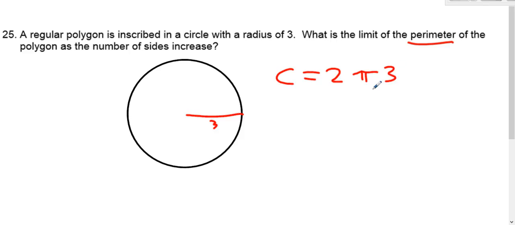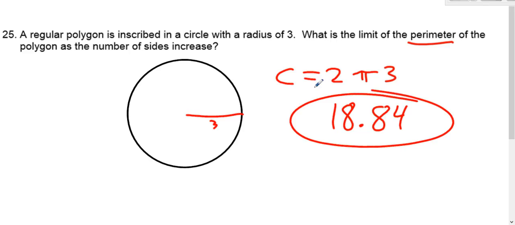of that circle, 2 pi r. So that's 6 times 3.14. The perimeter would be limited. It cannot be more than 18.84, because it cannot be more than the circumference of the circle.